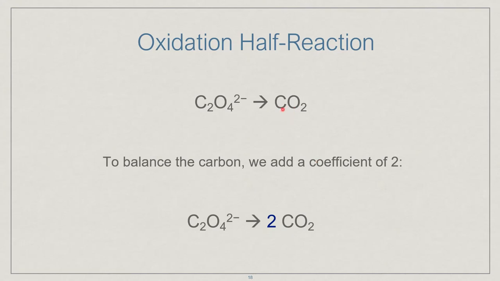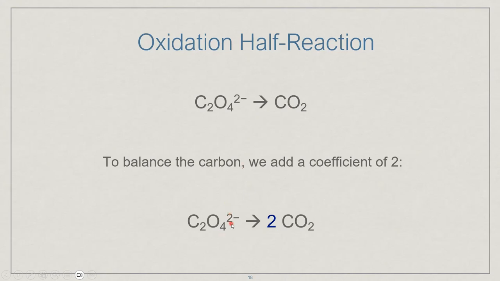We've got 1 carbon on the right, 2 carbons on the left, double that amount on the left. So we can put a 2 in front of carbon dioxide. And now we have it balanced in terms of the mass.